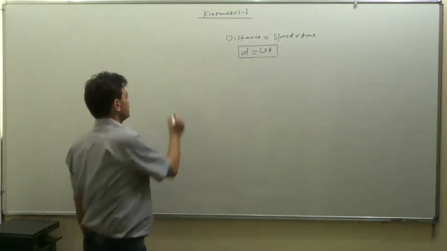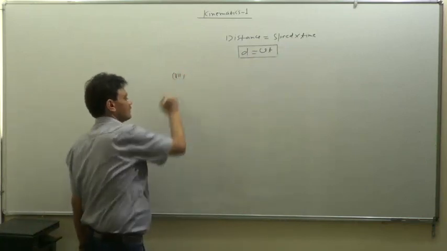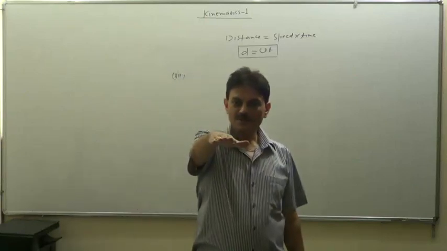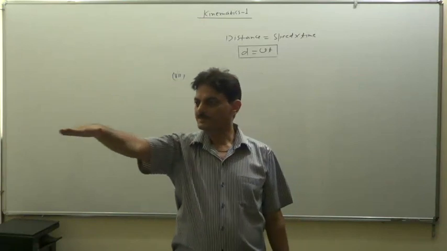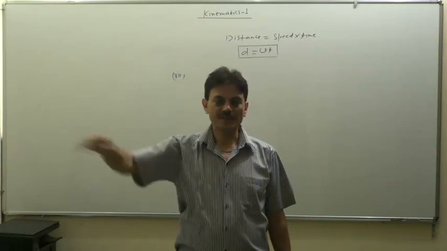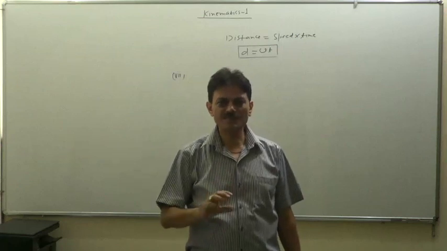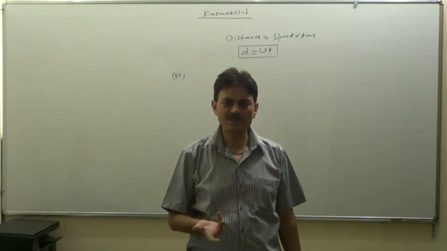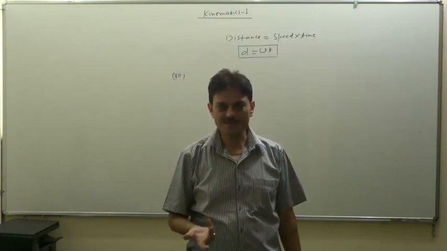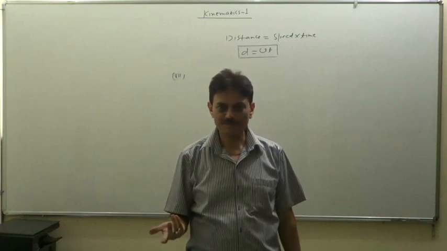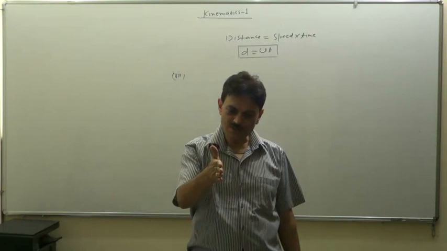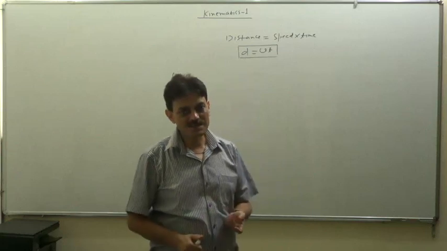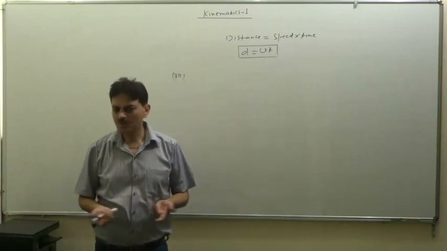And seventh point. If the particle is moving with constant velocity in a straight line, then velocity means speed, displacement means distance, right? Then we do not differentiate between velocity and speed, and distance and displacement, because both are same.